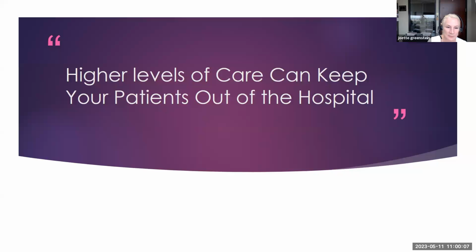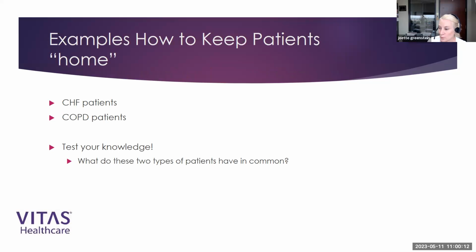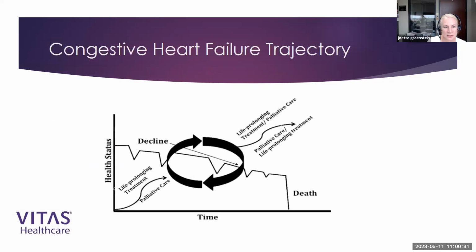Higher levels of care can keep your patients out of the hospital. So the two big ones I think of for helping you keep your patients in their beds is those patients with CHF and COPD. Because what do these two types of patients have in common? They have a trajectory with exacerbations. This is the congestive heart failure trajectory. You see that the patient is having these downward spikes. Those are exacerbations of CHF.